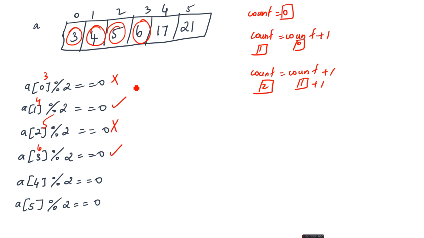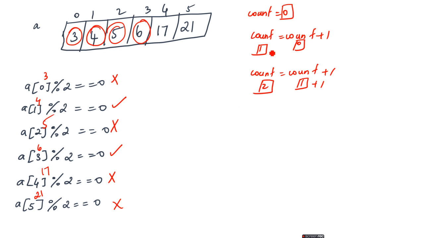Now next index value is 4. So the value A of 4, that is 17. 17 mod 2 equal to 0. Condition false. Then we will be checking the next value from the index value 5. A of 5, that is 21. The condition is false. Now no more values from the list. Now what is the value of count? 2. That means there are only 2 even numbers in this list, that is 4 and 6. Then we have to display the count.